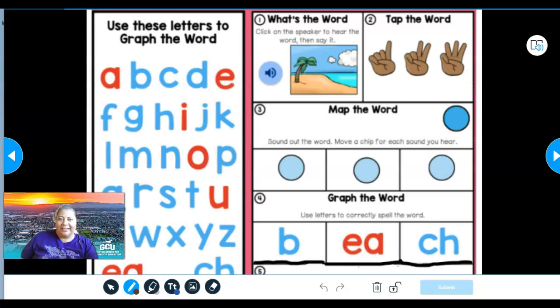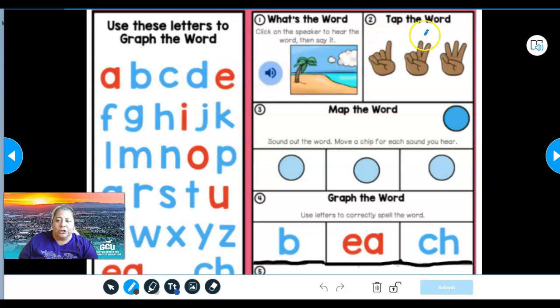I want to show you here a quick little activity that could be done with students. So we're going to graph the sounds. We're going to do some orthographic mapping. But first, we're going to start with some phonology, right? We start with just, let's hear the word. So what is the word? And then the students would select the speaker, and the word would be read to them, and it would say the word is beach.